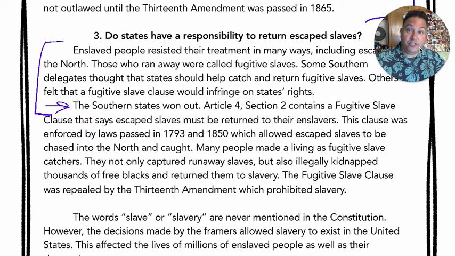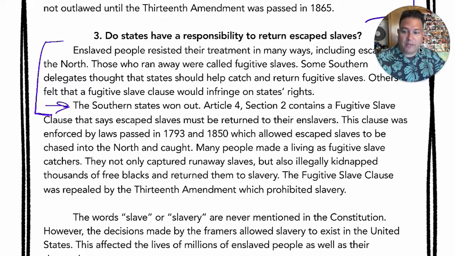Article 4, Section 2 of the Constitution contains a fugitive slave clause that says escaped slaves must be returned to their enslavers. So if you run away, if you somehow gain your freedom as an enslaved person, you think about it, you've been kidnapped and held captive your entire life with no freedom, and you finally escape to freedom, and the Constitution says that you're going to be hunted down. You're going to be hunted down and returned.